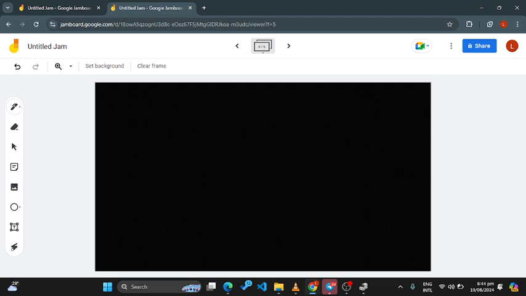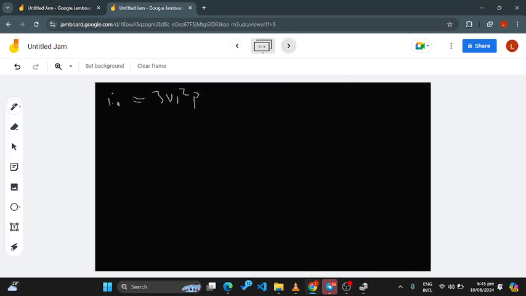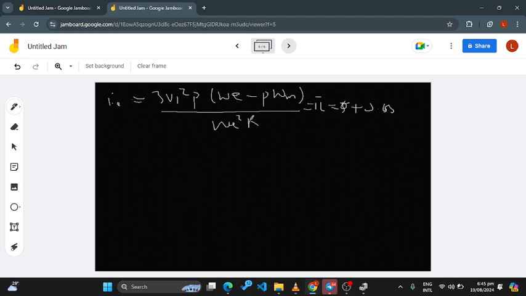So now we are going to have TE equal to 3V1 squared times P times omega E minus P omega M, all divided by omega E squared R. This should be equal to TL, which is equal to 0.5 plus 0.05 omega M. So the speed we are going to get here straight away will be the mechanical speed. So now we can solve.